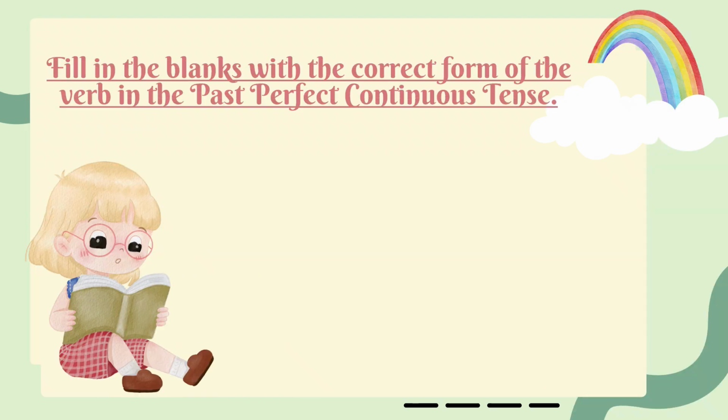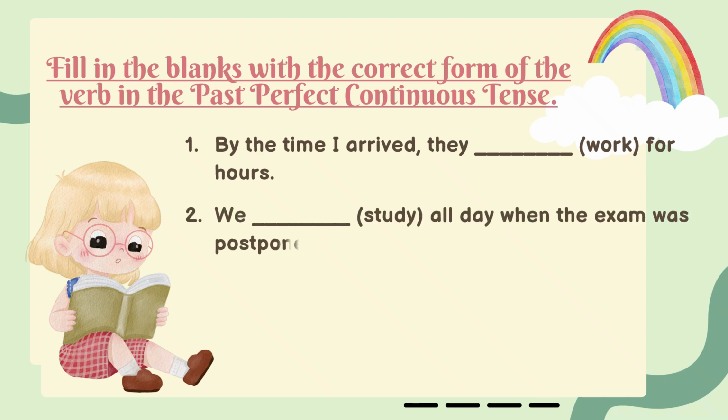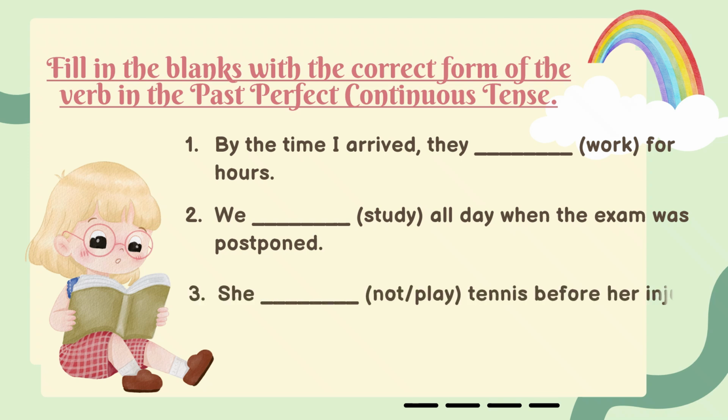Fill in the blanks with the correct form of verb in the past perfect continuous tense. Number 1 is, by the time I arrived, they dash work for hours. Number 2, we dash study all day when the exam was postponed. She dash not play tennis before her injury. Now it's your turn. Tell me the answer in comment section.